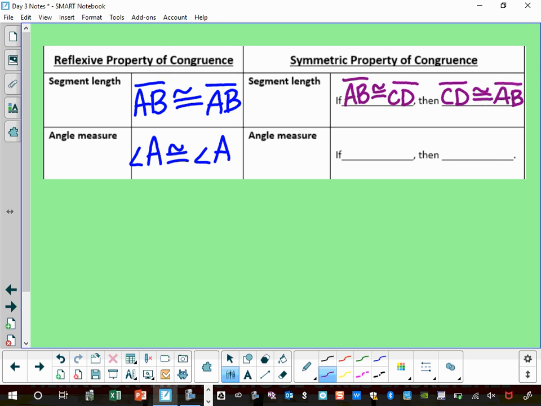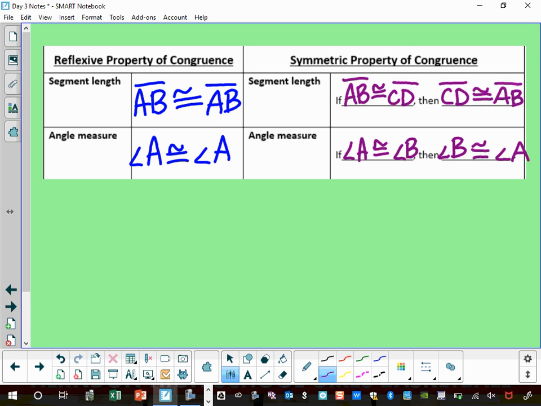All right, now angle measure, last one. If I have an angle measure A, which is congruent to angle measure B, what's my conclusion going to be for symmetric? Angle B is going to be congruent to angle A. It's so confusing. We have to know your properties.